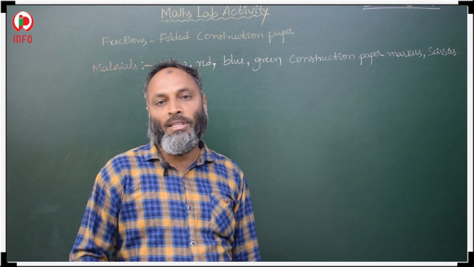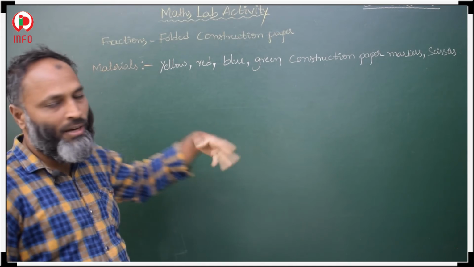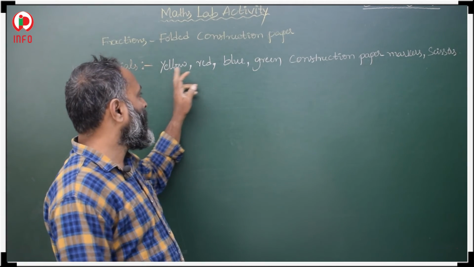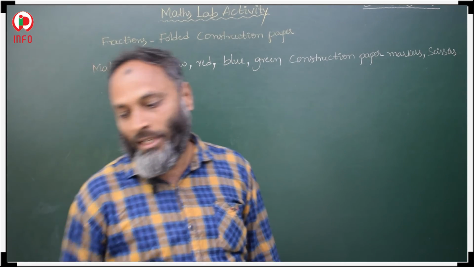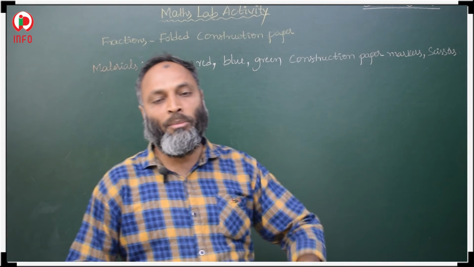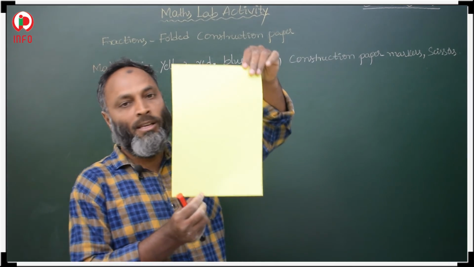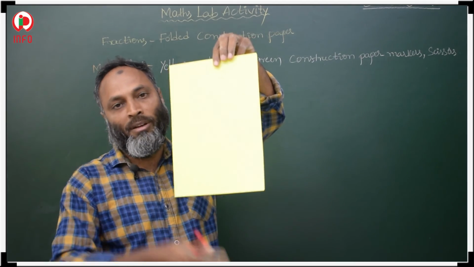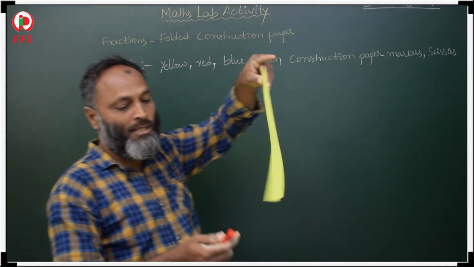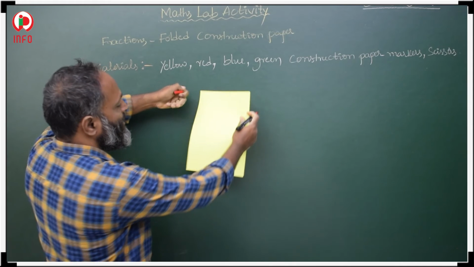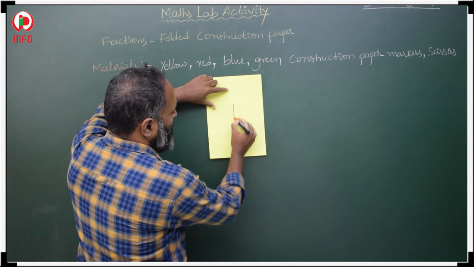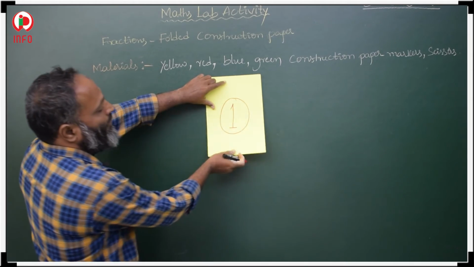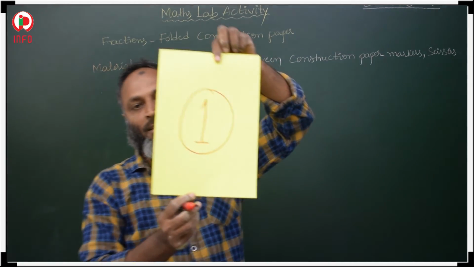One scissor, one marker, and 4 or 5 or 6 or 7 color papers. Any color is your wish, but we are taking yellow, red, blue, green color papers. See here, this is yellow paper. What is the fraction of this yellow paper? This is one complete paper, this is whole. Complete means we should write 1 on this paper. This is 1, the whole means 1.